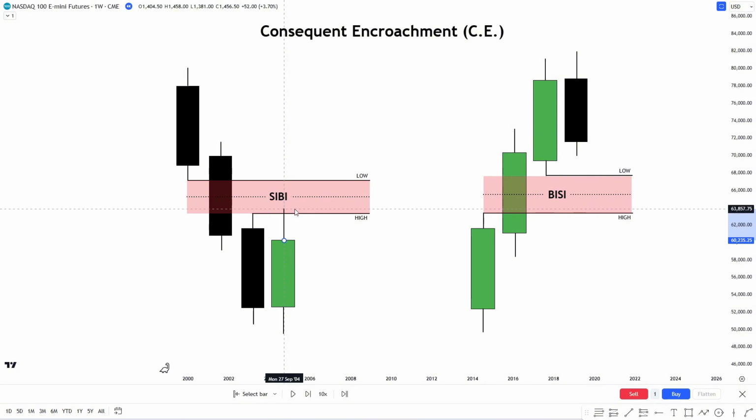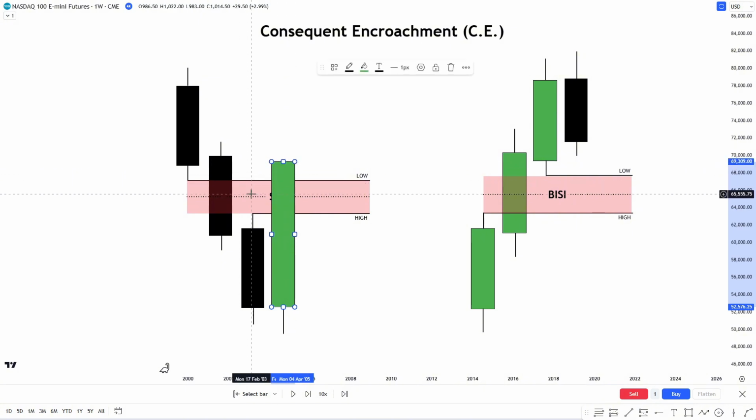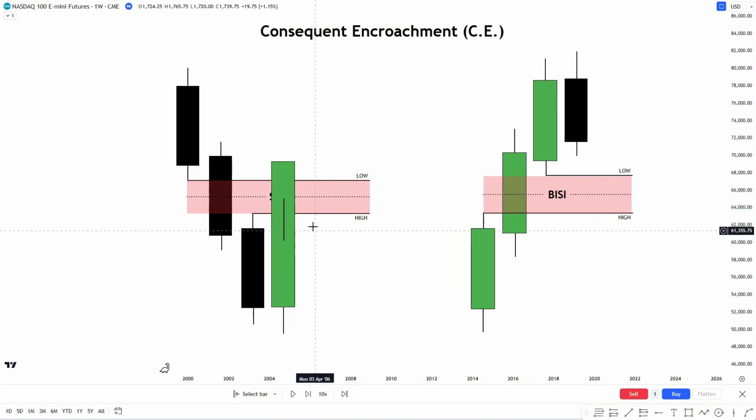I don't mind the wicks going up into the upper half as long as the bodies are staying below consequent encroachment. So anywhere in the lower half of this bearish fair value gap right here, this would to me indicate that my trade idea is likely to be correct. If, however, I start to see this candle close above consequent encroachment, and especially if we start to close above the high of this fair value gap, this to me would be likely invalidating this fair value gap, and we are in for a potential reversal scenario or a retracement.